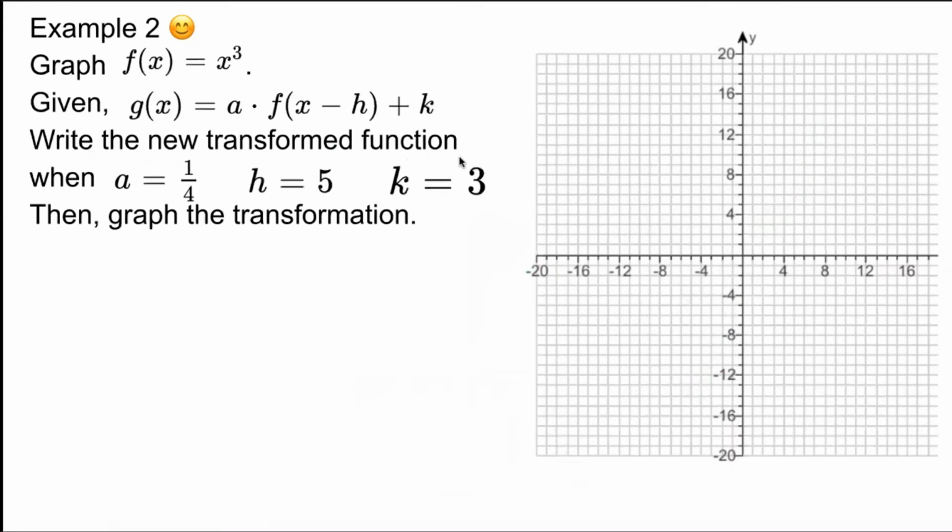Okay, here goes number 2. Example number 2, we're going to graph f of x equals x to the power of 3. We're given that new g of x, that new transformation function, where we have a times f of x minus h plus k. In this case, we're going to transform our function when a equals 1/4, h equals +5, and k equals +3. Go ahead and copy this one down, por favor, so you guys can have it.